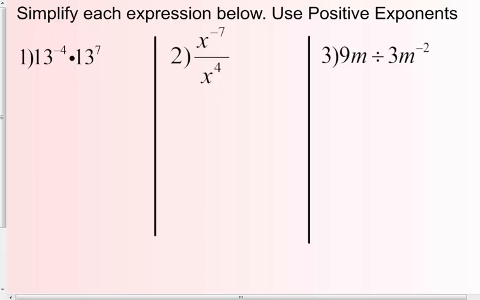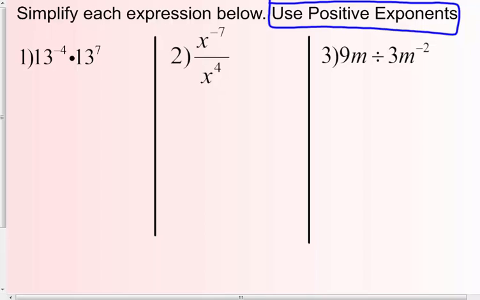Simplify each expression below. Use positive exponents. Oh, okay, it says you have to use positive exponents, so you can't leave anything with a negative exponent. That's always best standard form. Always answering with a positive exponent. Might not say that in the direction, but that is the standard form of an exponent answer.